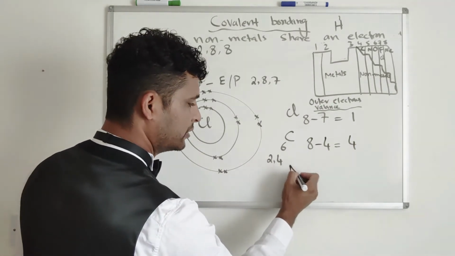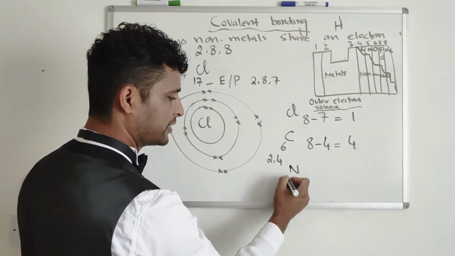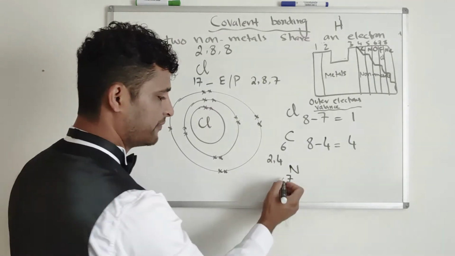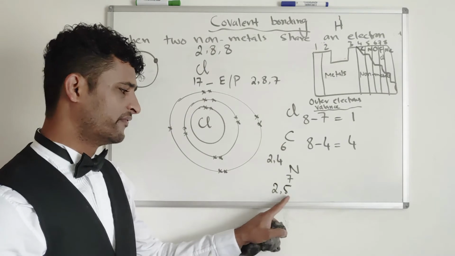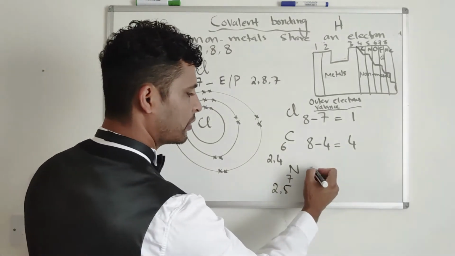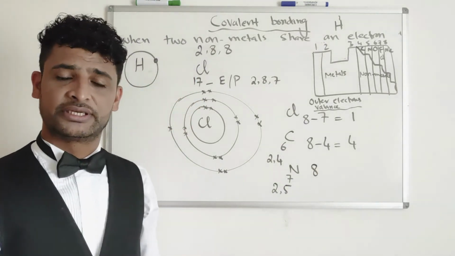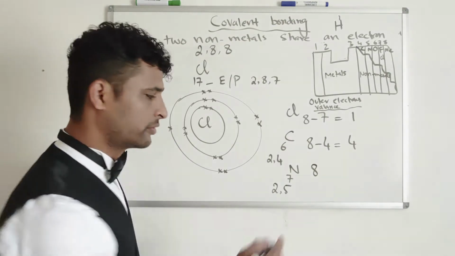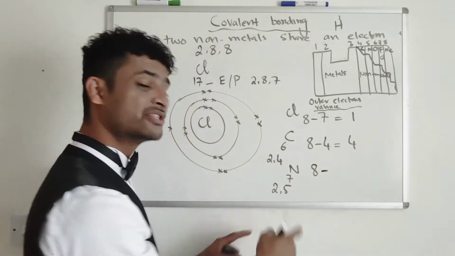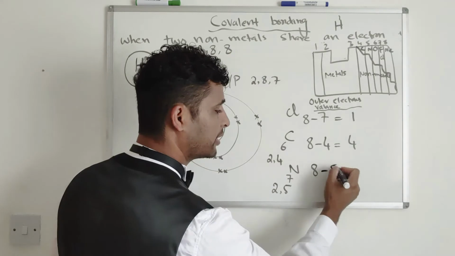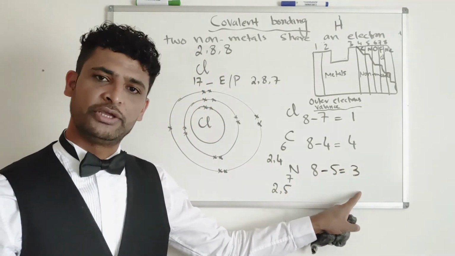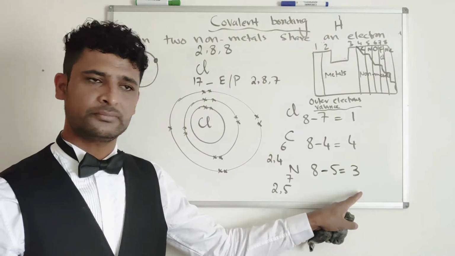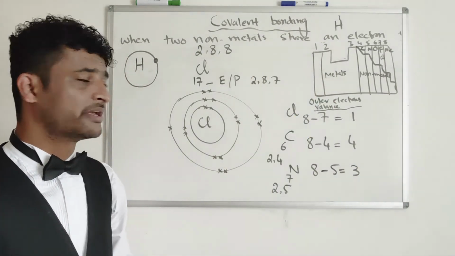Let's go for nitrogen. Nitrogen belongs to the 5th group. Its atomic number is 7. If you write down the electronic configuration, it is 2 and 5. 2 in the first one, 5 in the second one. So 8 electrons it can have maximum in the outer shell, but it has only 5. So 8 minus 5 is equal to 3. So nitrogen will make 3 bonds in total. And the same goes for the rest of them.